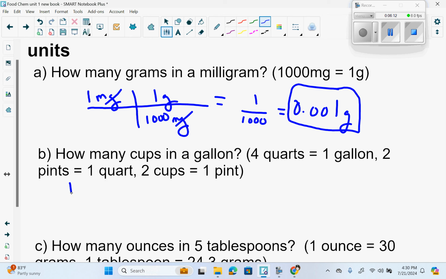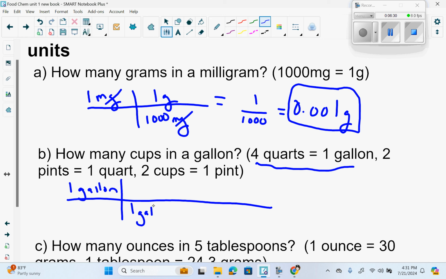So you would start with a gallon. And I gave you a bunch of these little conversion factors, and you basically find the ones that have the unit that you're on and go from there. So if we're in gallon, it's right here. In 1 gallon, you have 4 quarts. So gallon goes on the bottom. You're trying to get rid of it. And 4 quarts goes on top.